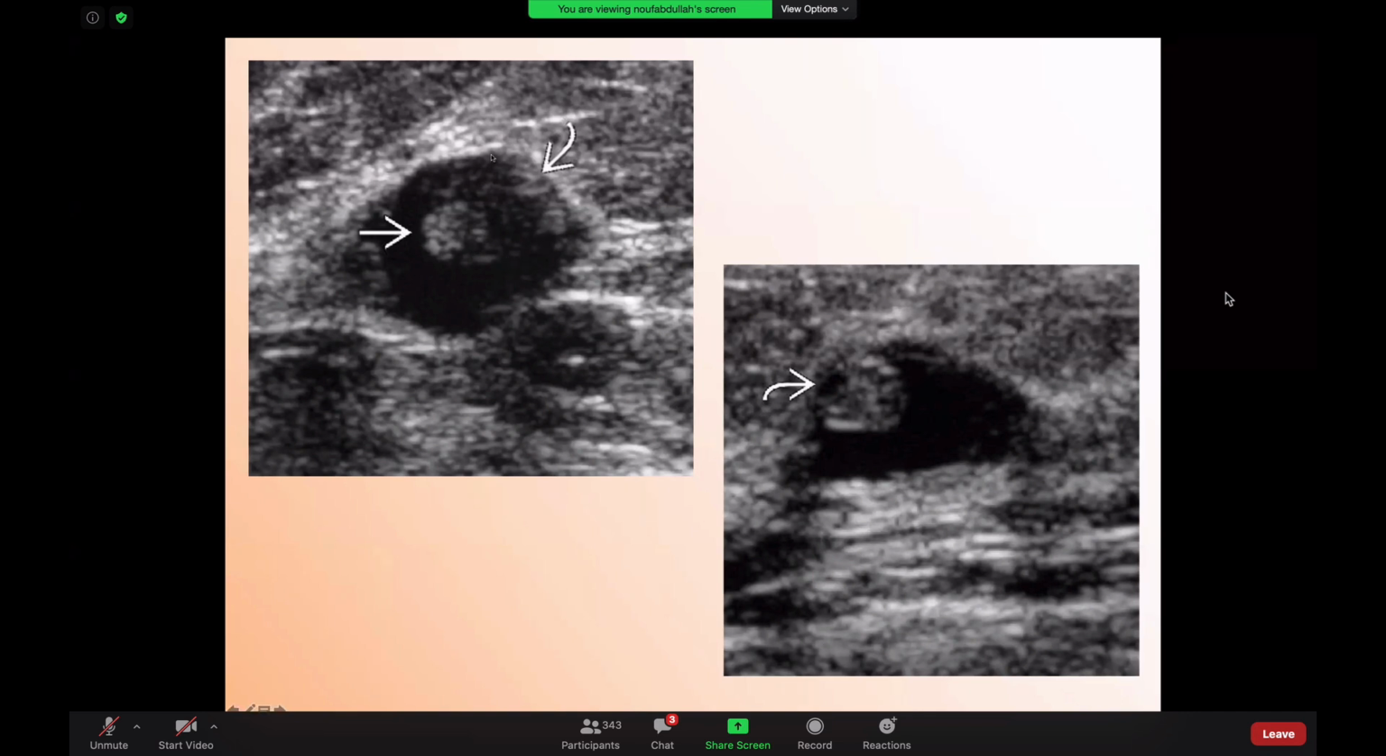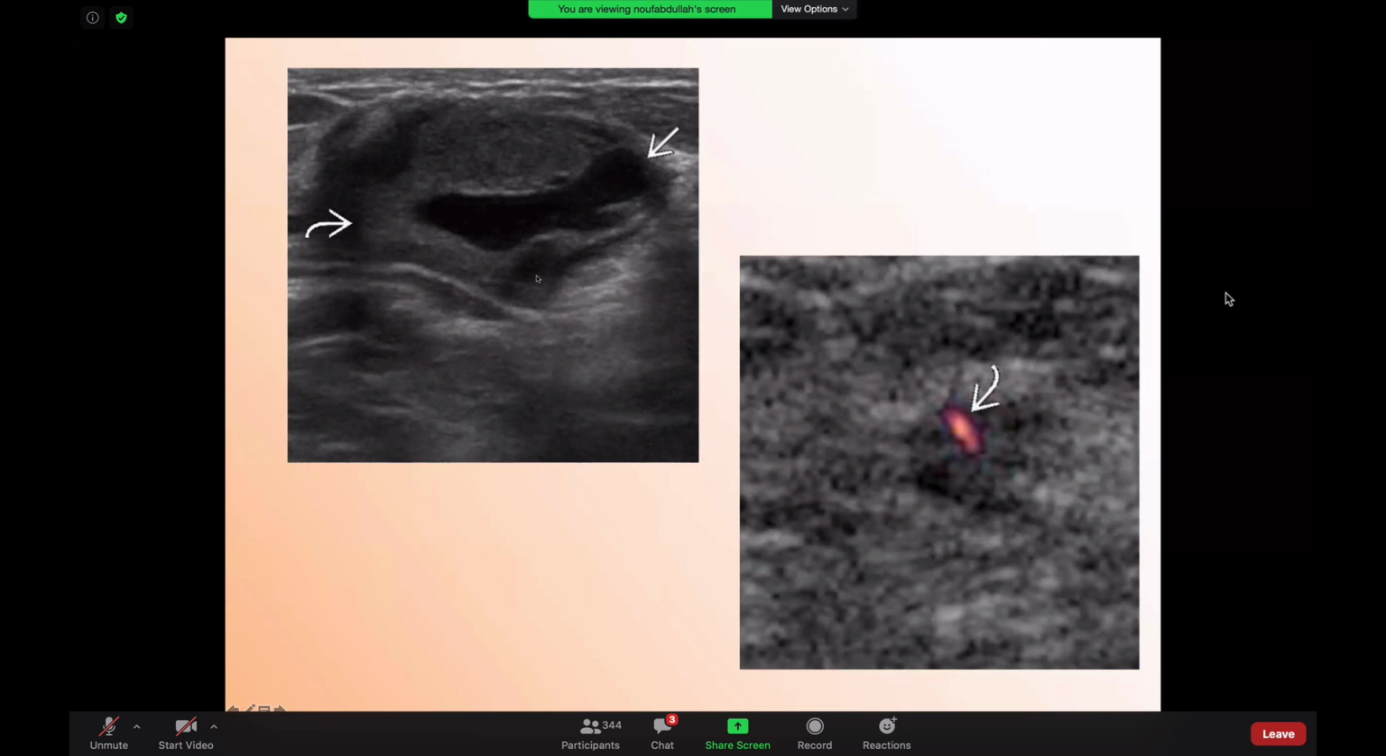This is just another example. You have a little bit of thickened septation. You have a solid nodule. This is BI-RADS 4. It has to be biopsied.